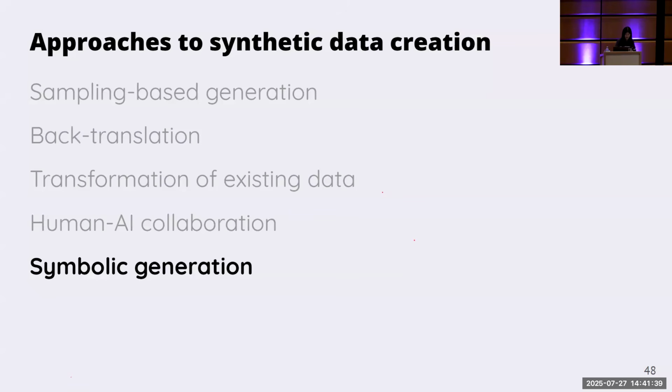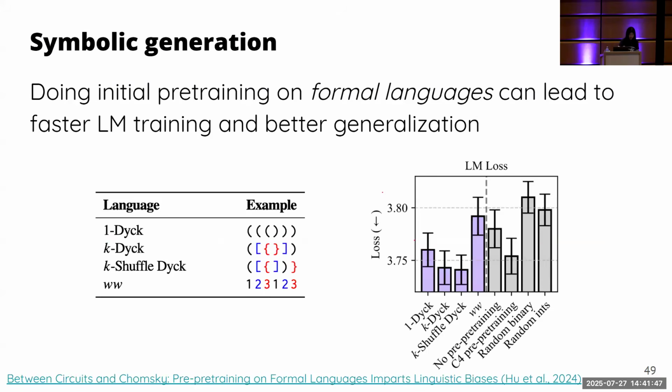As the final approach to synthetic data creation, we'll talk about symbolic generation, which doesn't require language models at all. In a recent paper, some researchers explored the idea of doing an initial phase of training before pre-training, which they call pre-pre-training, on formal languages. The type of formal languages data that they explore training on includes Dyck languages, which essentially involve balanced parentheses, as well as this other kind of text, which repeats the same string over and over again. So that's the bottom row in this table.